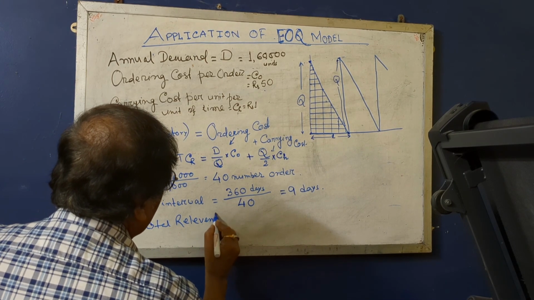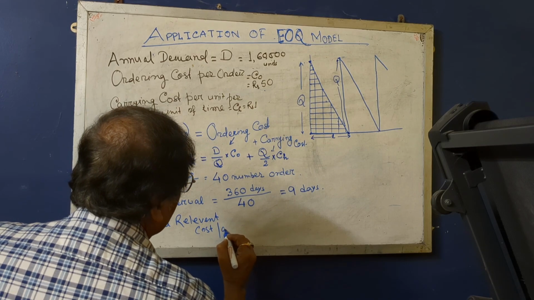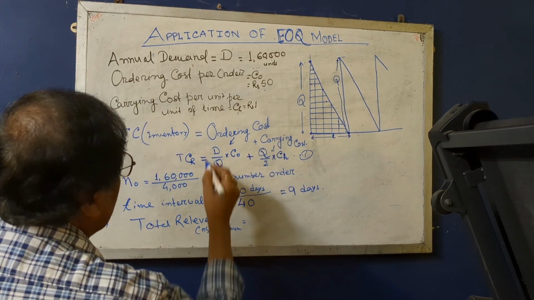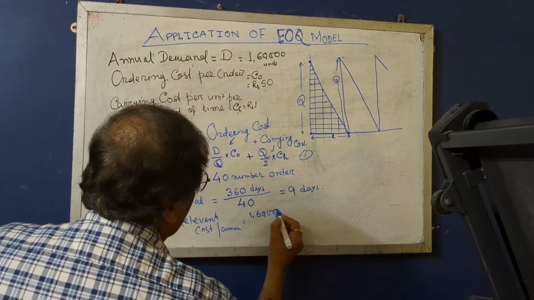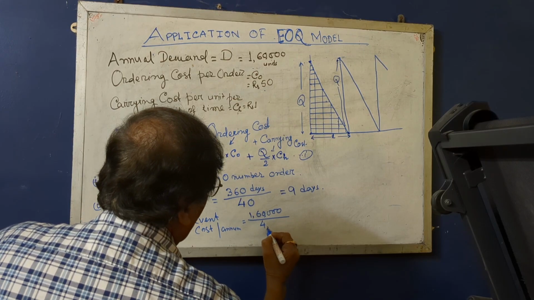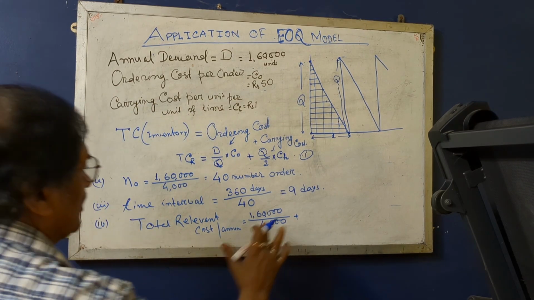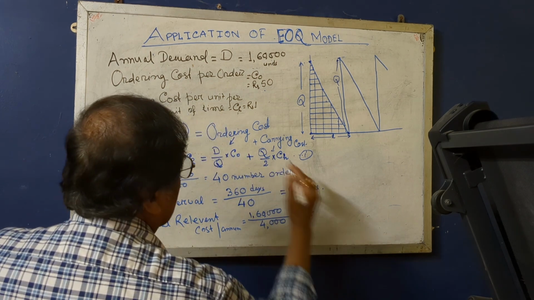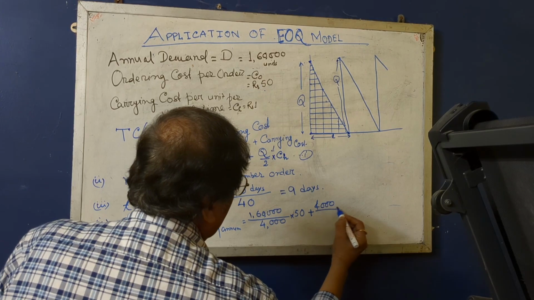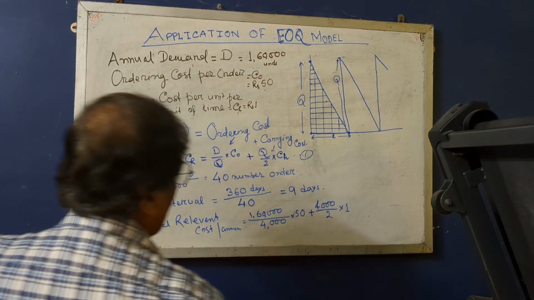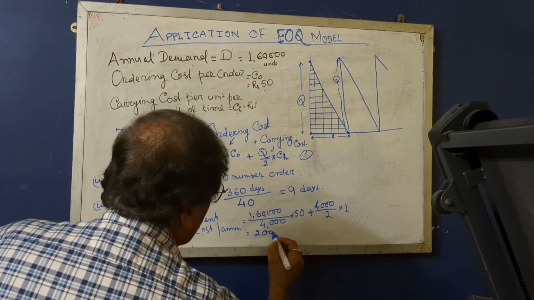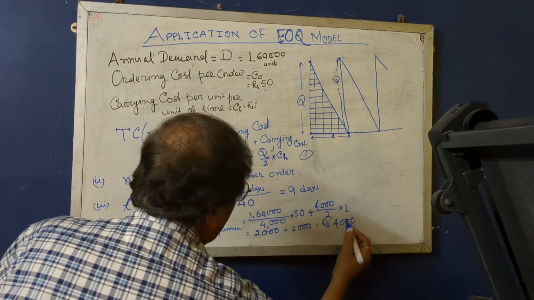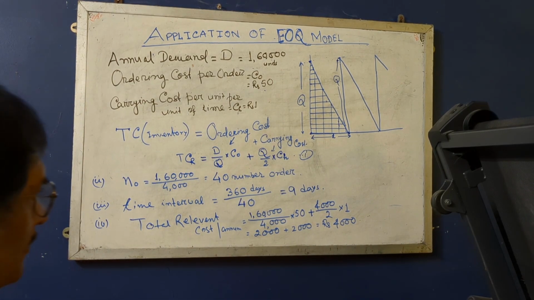Total relevant cost for the year per annum, how much will it be? You put in this formula. D is given, 1,60,000, and best ordering quantity 4,000, already we have calculated it. Into CO, ordering cost, that is 50, plus Q, best ordering quantity 4,000, divided by 2, into 1. If you calculate, you will get 2,000 plus 2,000, that is rupees 4,000 will be the minimum relevant cost per annum.